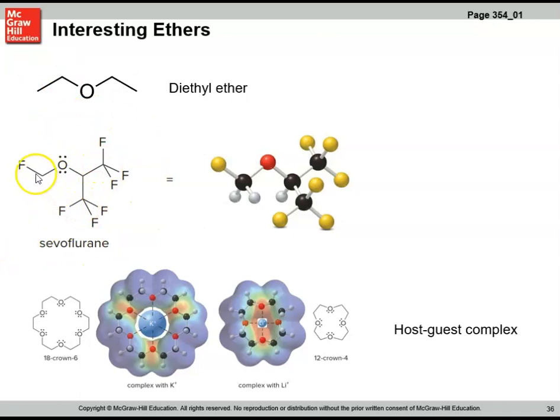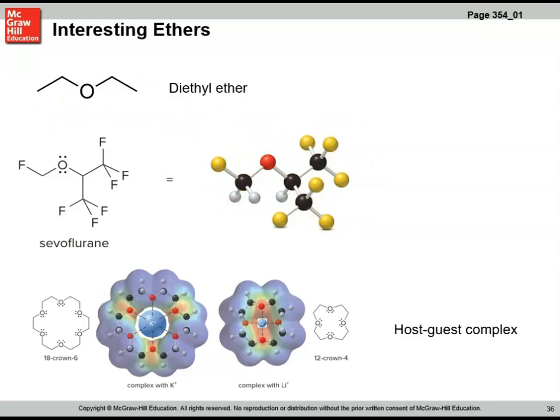Now, the more common one used is sevoflurane, which is this compound in the middle. A lot of fluorinated groups off of this ether, and it does also provide general anesthetic, but it's non-flammable, and it also reduces quite a bit of the patient discomfort. So it's replaced this diethyl ether that makes people nauseous and feel more sick. This doesn't have those side effects.